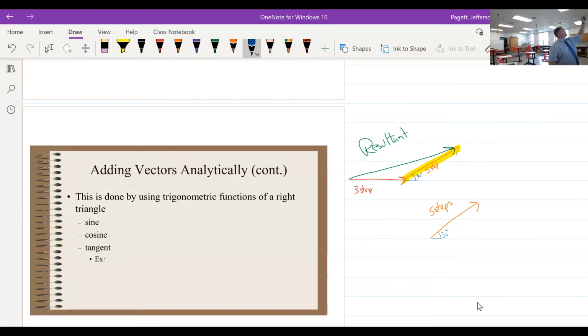So what you're going to do is break this up into a piece, I'll put this in black and purple. You're going to have a piece that goes horizontal, and this is going to be in the X direction. And then you're also going to have a piece, I'll put it purple, that goes vertical, and this is going to be the Y direction.